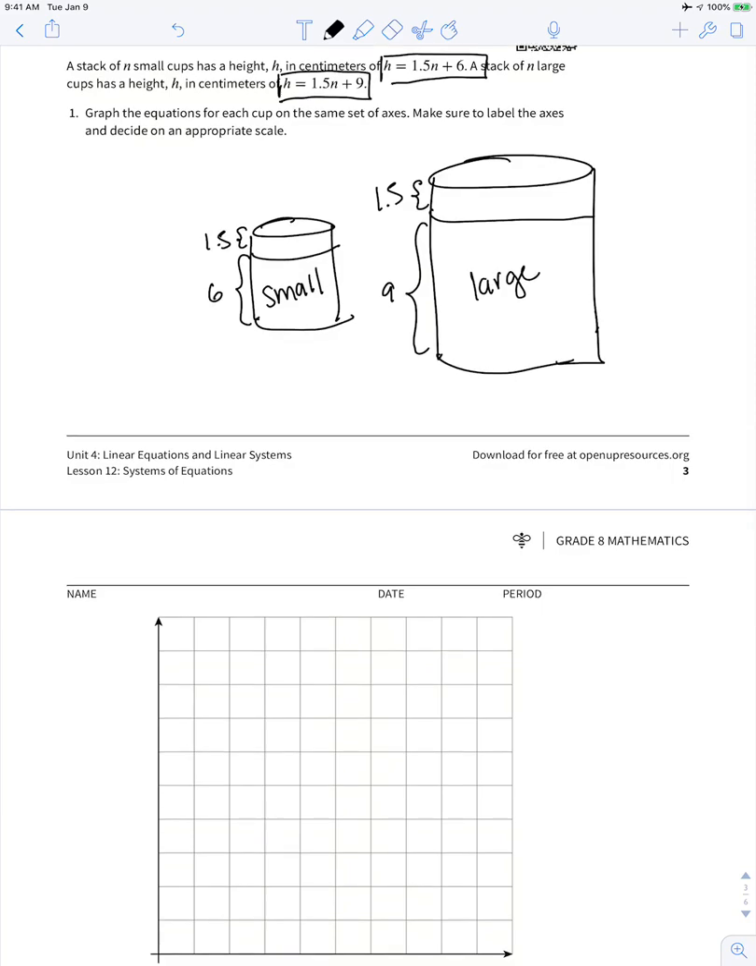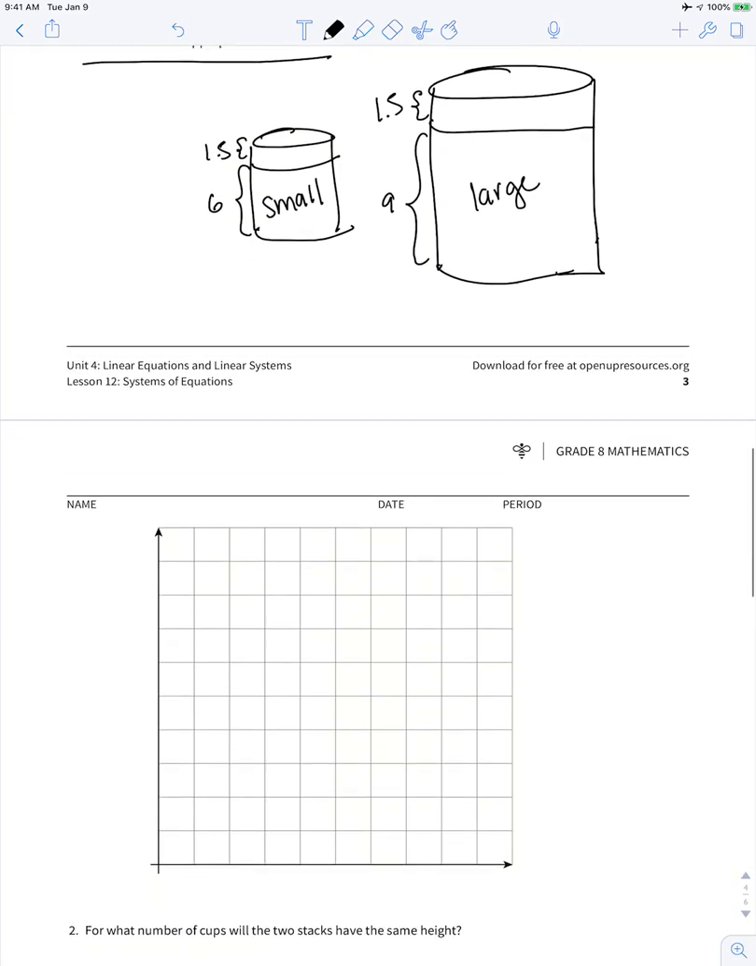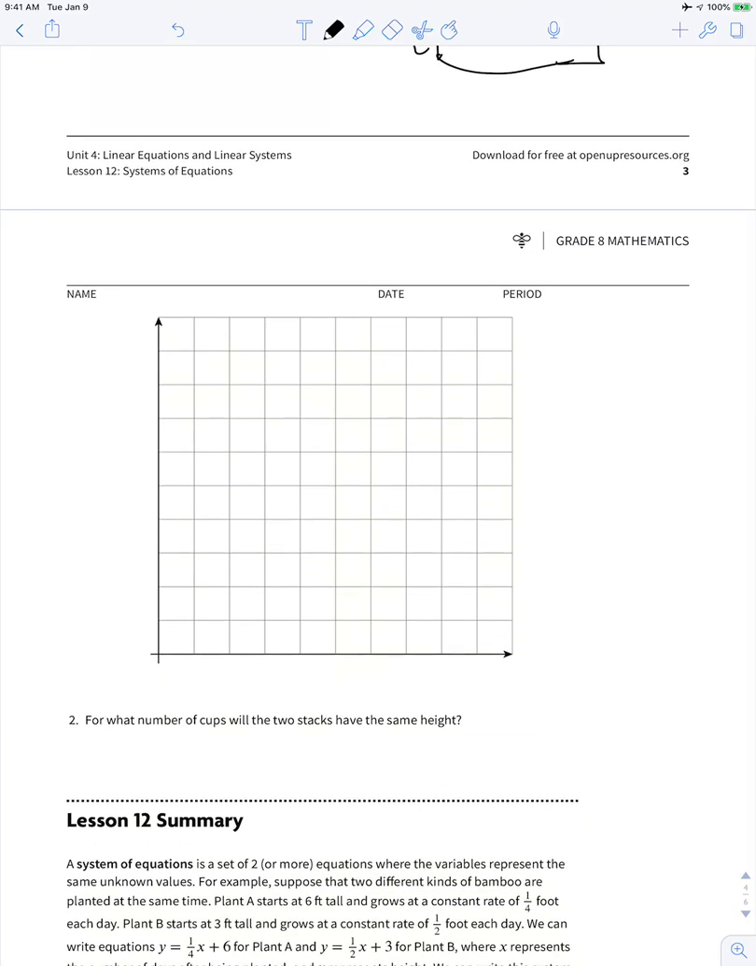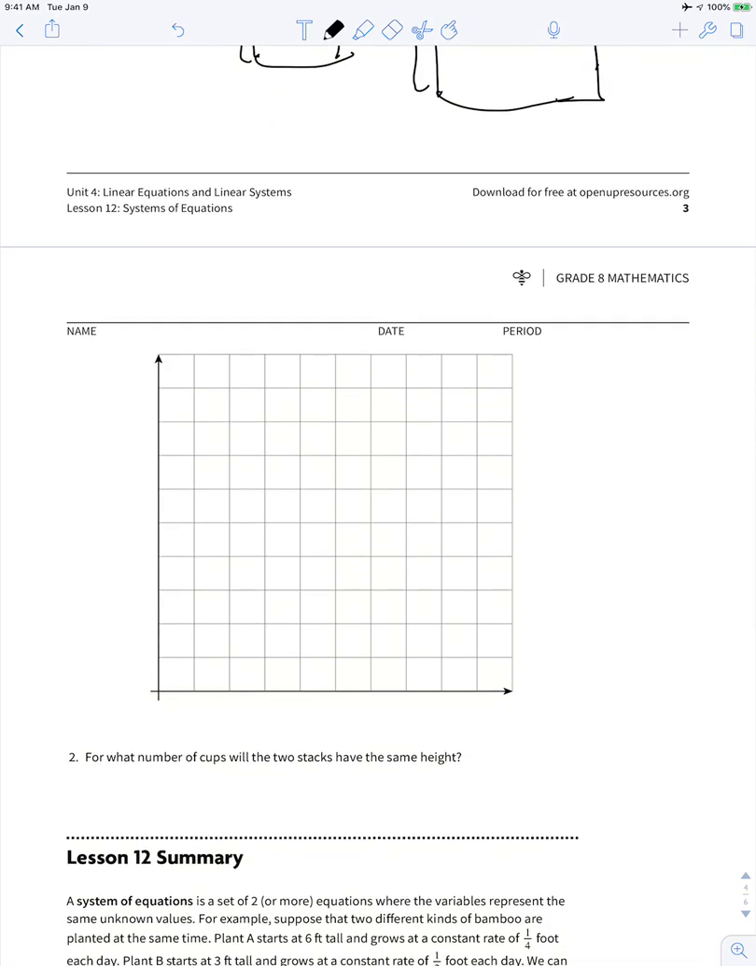So go ahead and take a moment to graph. It says make sure to label the axes and decide on the appropriate scale. If you want to pause and do it, if you want to follow my steps, that's fine too. I'm not going to have you type anything for this one. But I'm going to let my x-axis represent the number of cups, and my y-axis is going to represent the total height of the stack.